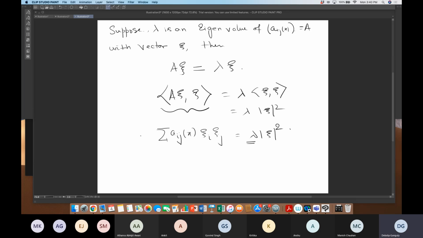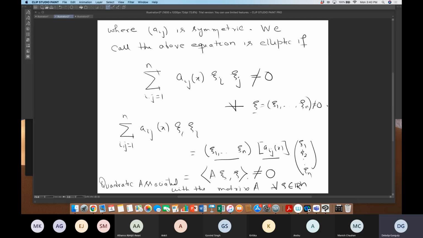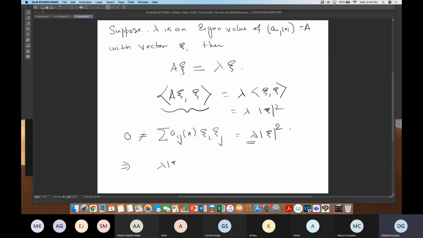What can you say if this is not equal to 0? I assume that the matrix Aij satisfies the elliptic condition, that is, the coefficient matrix gives a non-zero quadratic form. So this implies lambda |xi|^2 is not equal to 0. What can you conclude about the eigenvalue? It should be non-zero. Exactly. Because an eigenvector is non-zero, xi is not equal to 0, so lambda |xi|^2 is not equal to 0.